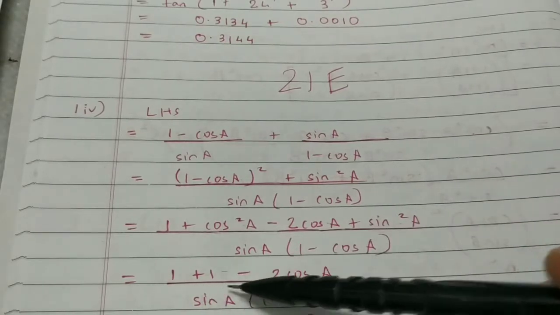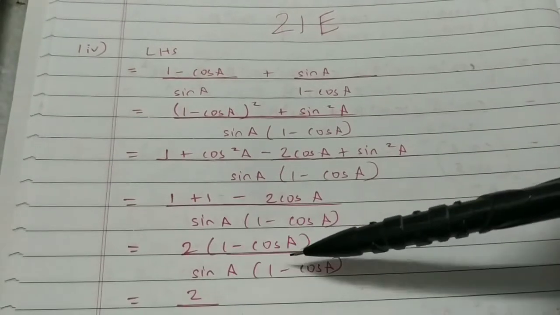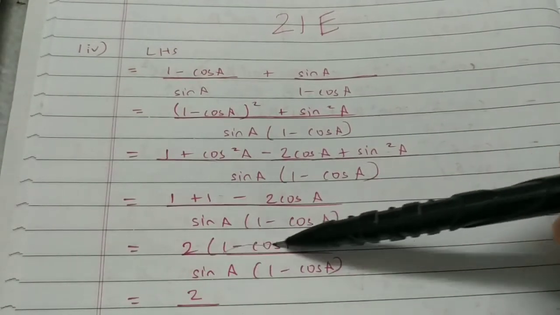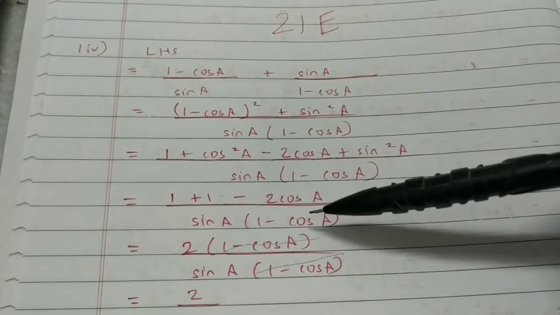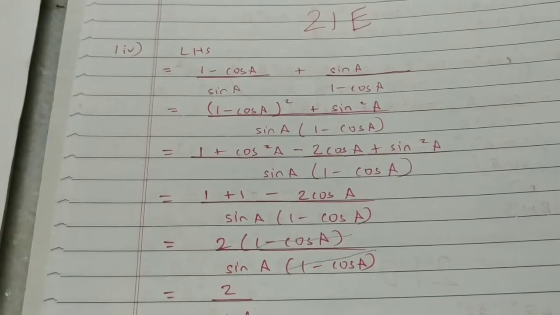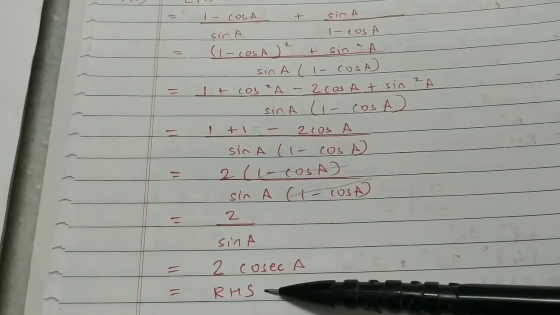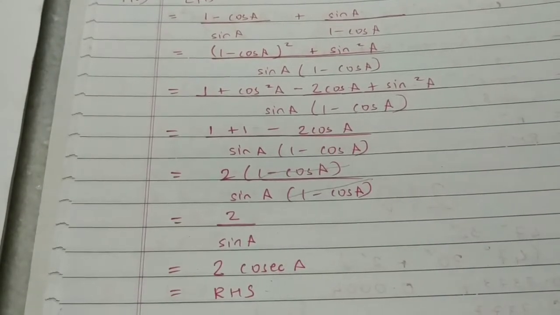1 plus 1, 2. So remove 2 common. We are left with 1 minus cos A in brackets, which can be cancelled with the denominator. That is why I didn't open the brackets in the denominator. So the RHS is reached. Next question.